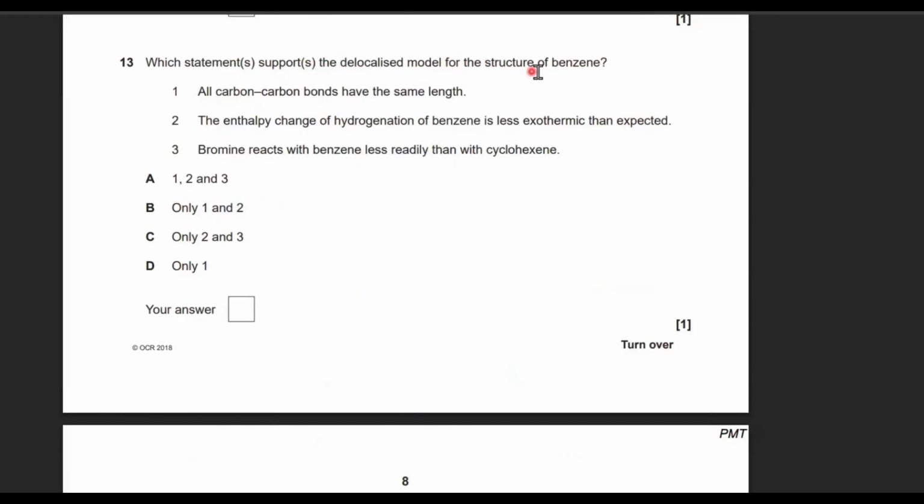Which statement supports the delocalized model for the structure of benzene? All carbon-carbon bonds have the same length. The enthalpy change of hydrogenation of benzene is less exothermic than expected. Bromine reacts with benzene less readily than with cyclohexene. This is a good one to test you on your evidence for the delocalized ring structure of benzene rather than the Kekule structure.